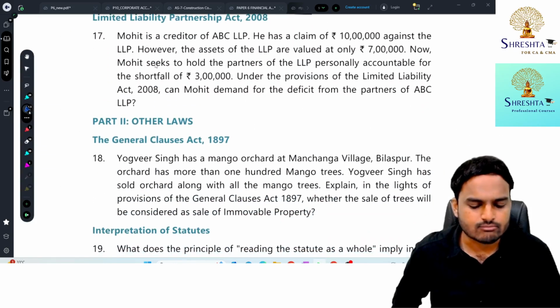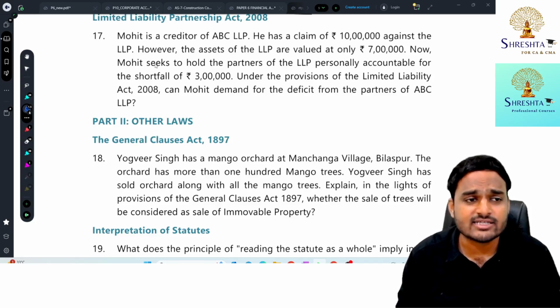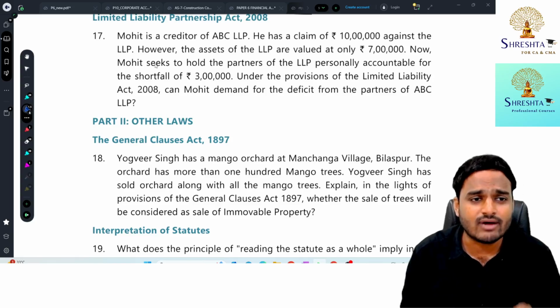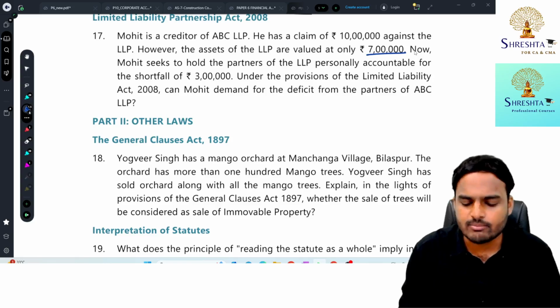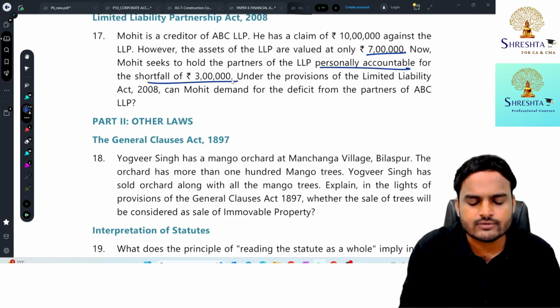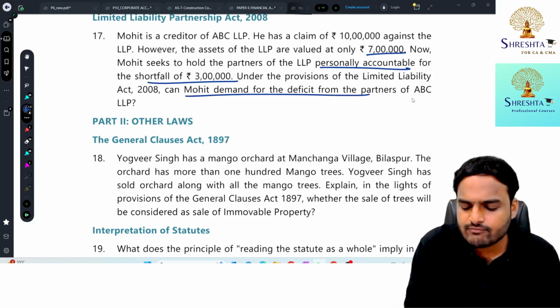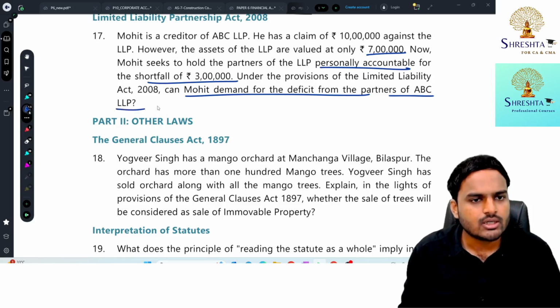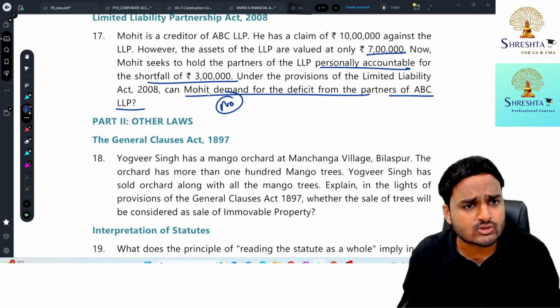LLP Act 2008. Mohit is a creditor of ABC LLP. He has a claim of 10 lakhs against the LLP. However, the assets of the LLP are valued at only 7 lakhs. Now, Mohit seeks to hold the partners of the LLP personally accountable for the shortfall of 3 lakhs. Under the provisions of the LLP Act, can Mohit demand the deficit from the partners of ABC LLP? The answer is no. Why? Creditors of the LLP are not creditors of the partners.